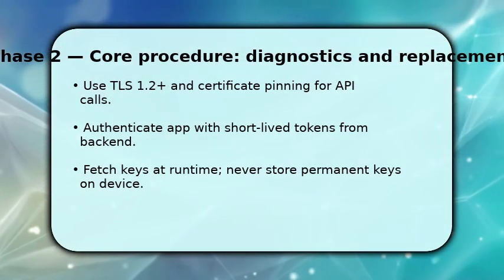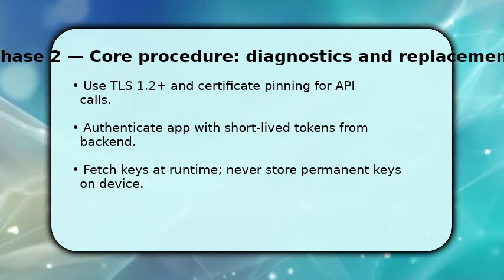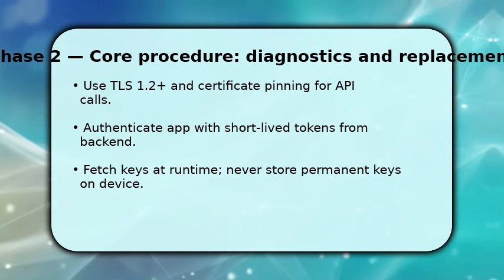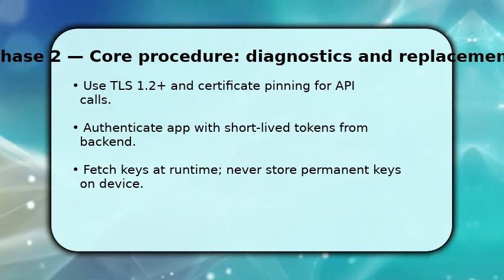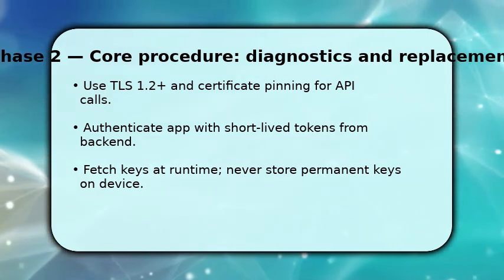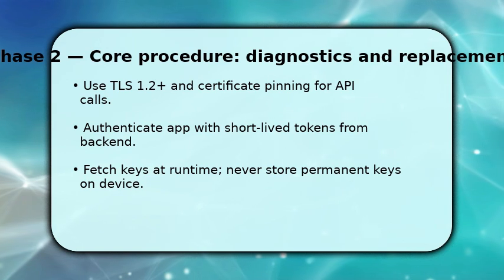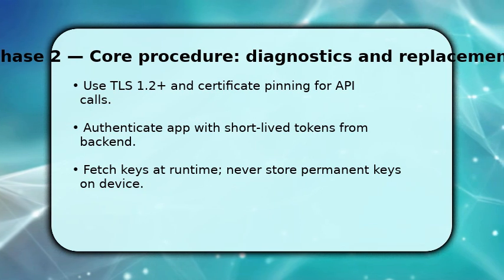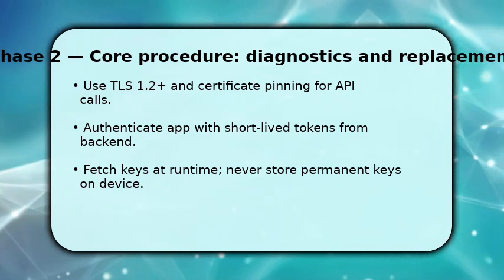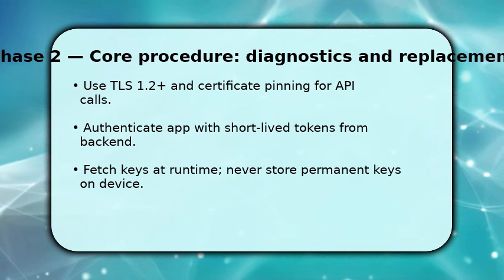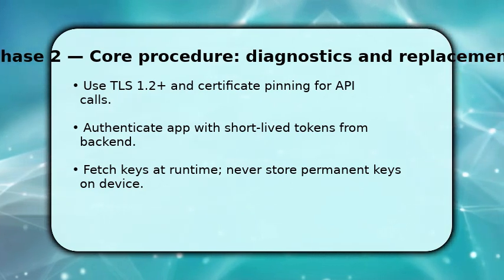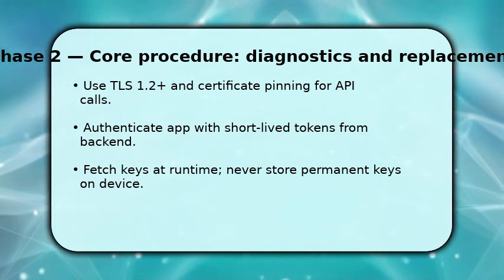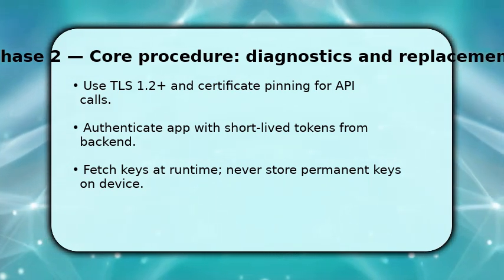You then implement secure retrieval and runtime use. On app launch, authenticate the device or user with your backend, exchange credentials for a short-lived token, and request the API key or signed request only when needed. Use HTTPS with TLS 1.2 or later, and add certificate pinning to prevent man-in-the-middle attacks. Make sure to cache only ephemeral tokens in memory and clear them on backgrounding. This reduces exposure and lets you rotate secrets without updating the app.